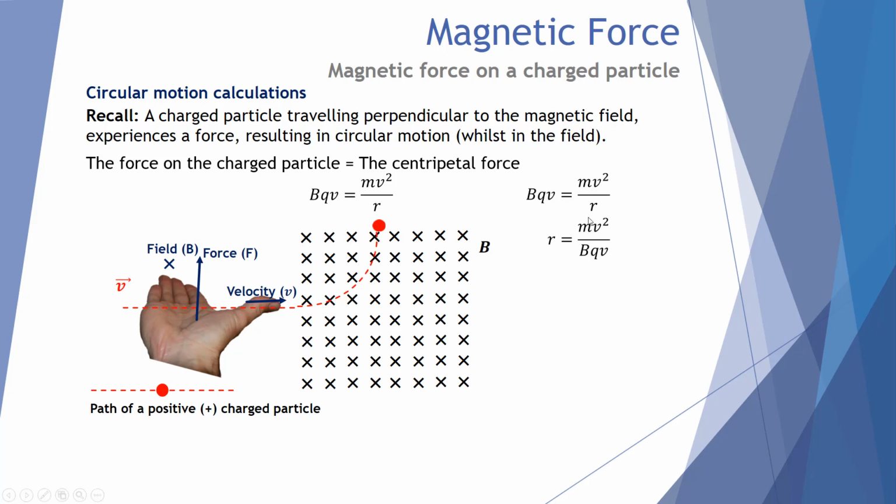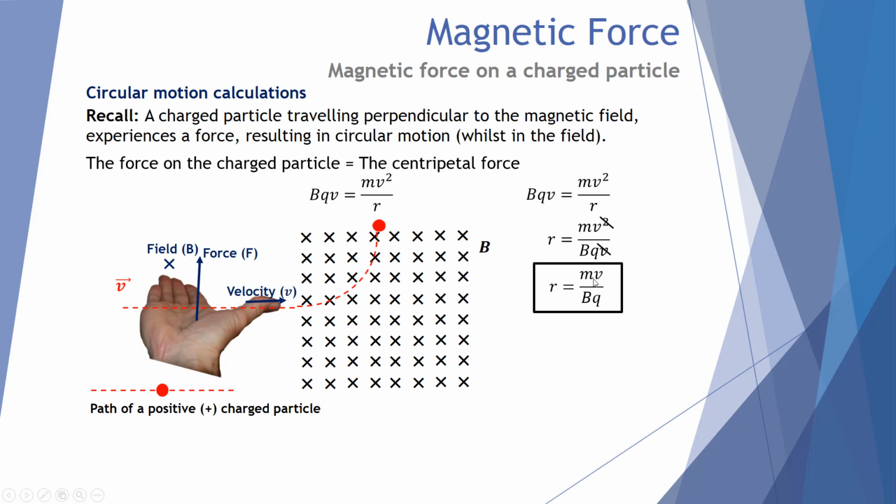So if we were to multiply the radius across the left-hand side and divide the BQV across the right-hand side, we have a new expression now to calculate the radius of curvature of a charged particle that has velocity traveling perpendicular to a magnetic field, and it is mv squared over BQV. Now, those who are tuned in will see that we've got a v squared and a v. We can further simplify that, dividing the v through on the bottom and the squared, which leaves me with r equals mv over bq. And mv, by the way, is momentum.